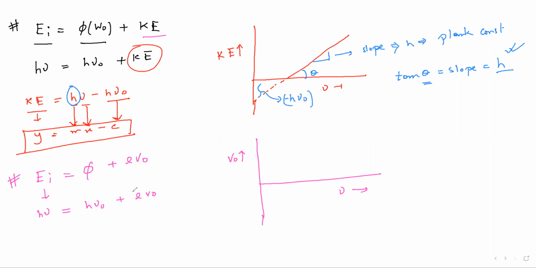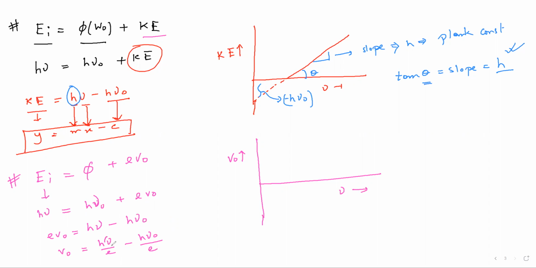Now look, in this case, can I write nu naught? Just take nu naught as a constant. Sorry, just a minute. This one is V naught, this one is nu naught. So eV naught, can I write h nu minus h nu naught? So V naught equals h nu by e minus h nu naught by e.